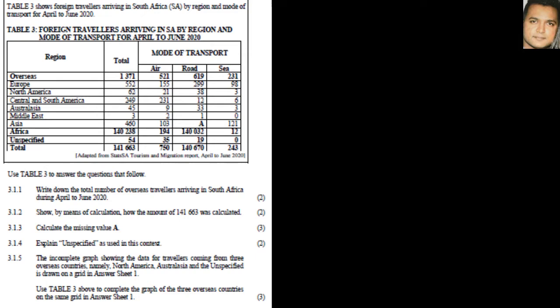Write down the total number of overseas travelers arriving in South Africa during April to June 2020. Okay, so if you look at the table, you'll see that there is a heading called overseas there, and they want the total, so that would be that amount there, which is 1371.